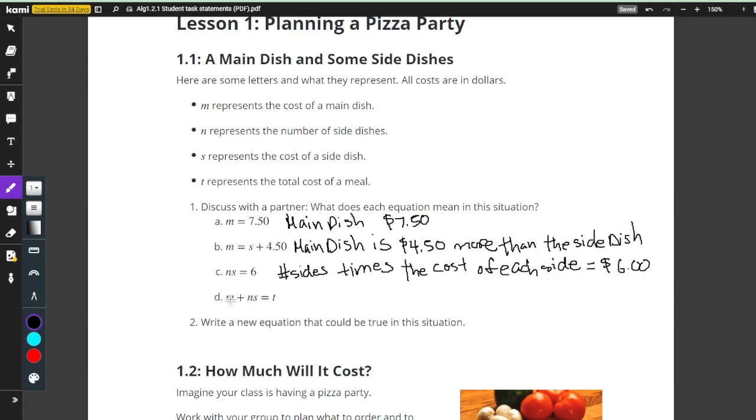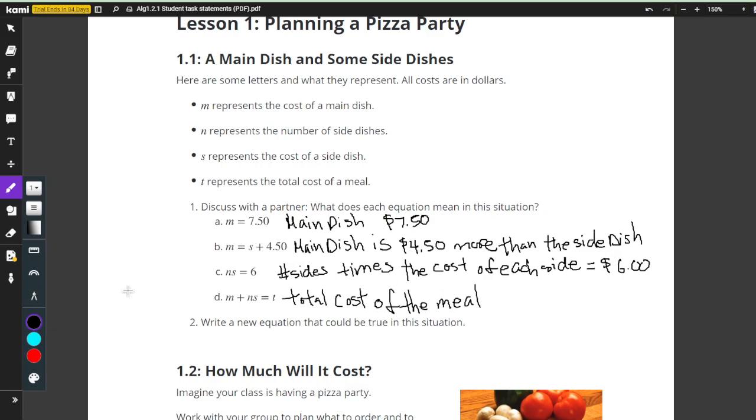Last but not least, M plus N times S is equal to T, which means that is the total cost of the meal. So that's everything together. M is how much? In this case, it's $7.50. N times S is $6. So $7.50 plus $6 will give us how much it costs. And in this case, it's what? $13.50.